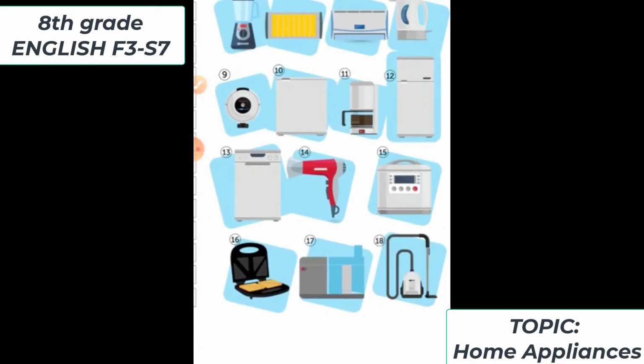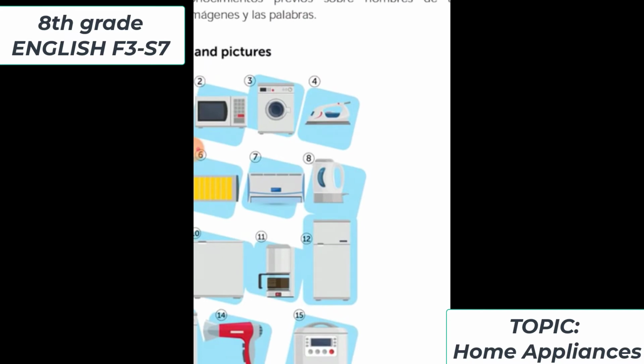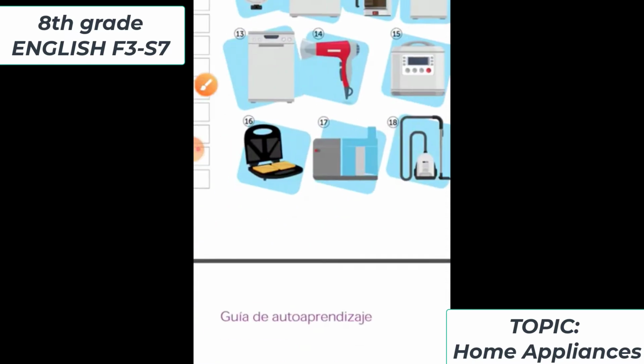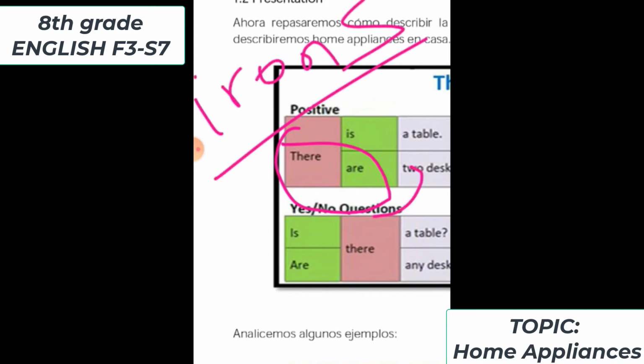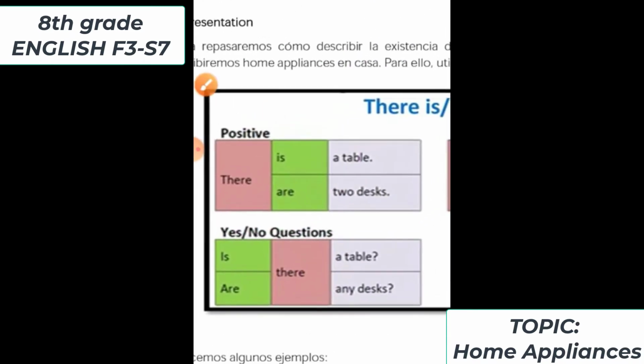Now, what if in our house we have several irons? Si tenemos varias planchas. So we say, there are 2 irons in my house. Ahora de nuevo, there are 2 irons in my house. The same can be said with chairs. For example, there are 2 chairs in my house.